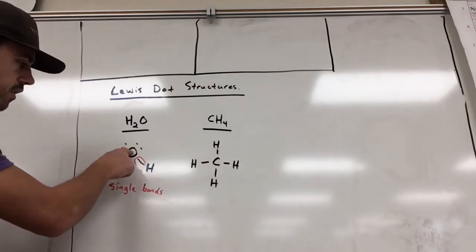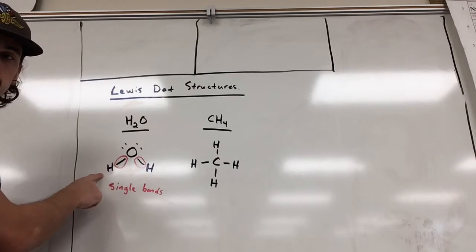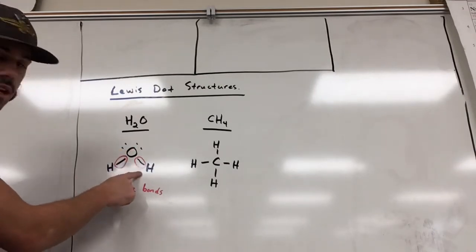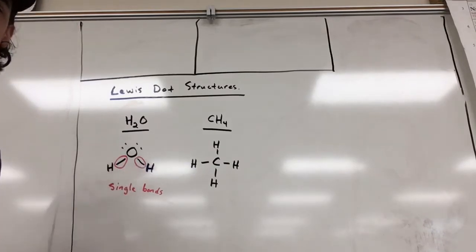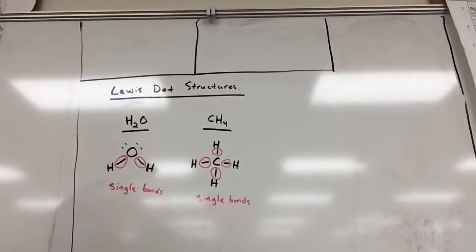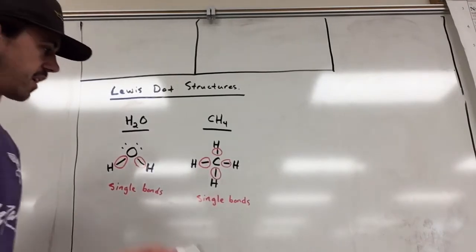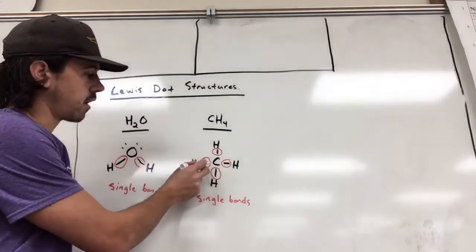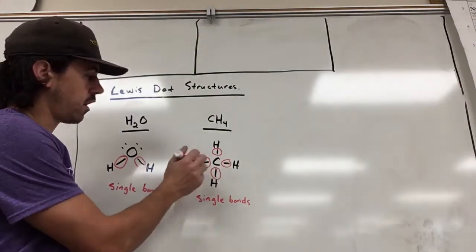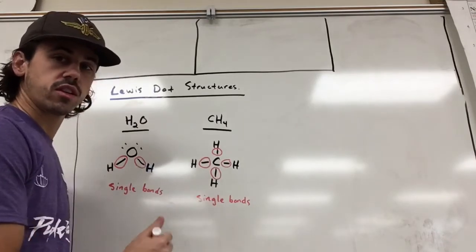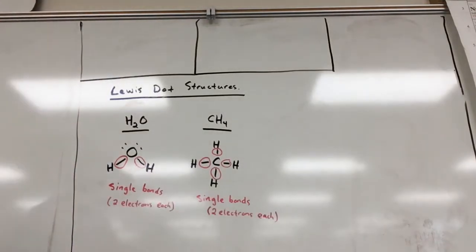Okay, so we're getting 1 electron from oxygen and 1 electron from hydrogen in order to form a single bond between our oxygen and our hydrogen. Same thing with this bond here. And for our CH4, these bonds are also single bonds because again, hydrogen is contributing one electron and carbon is contributing 1 electron. So we have a total of 2 electrons in this bond. That is a single bond. So each single bond contains 2 electrons.